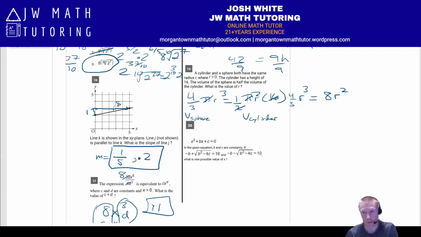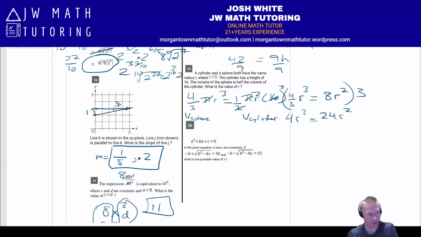At this point, there are multiple ways you could do this. I would probably, honestly, also multiply both sides by 3, and I would turn this into 4r cubed, just to get rid of the fractions, equals 24r squared. Now to solve this, there are technically two different ways you could do it. You could divide by r squared on both sides.